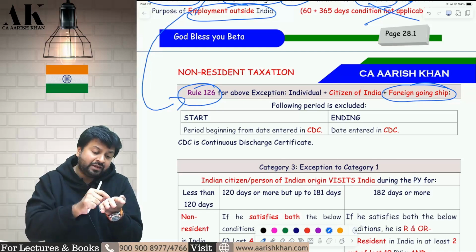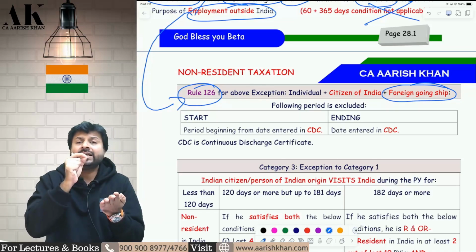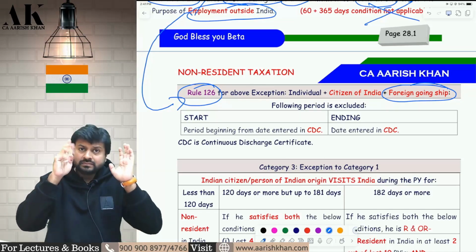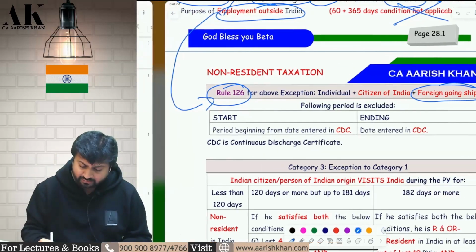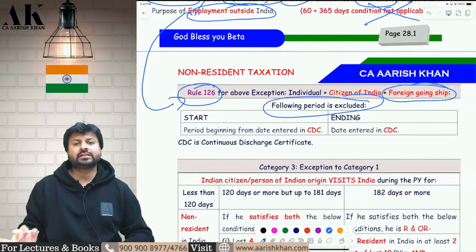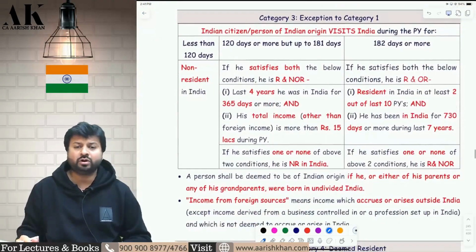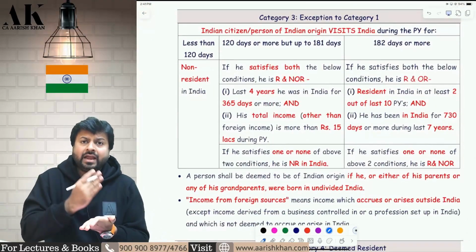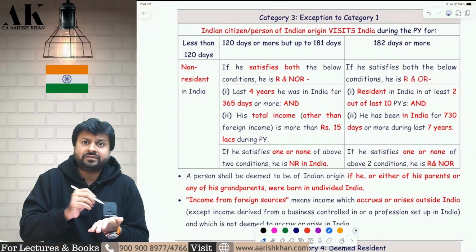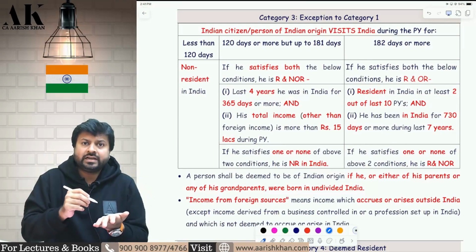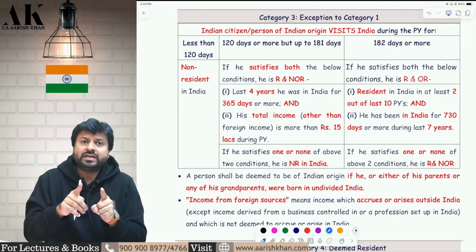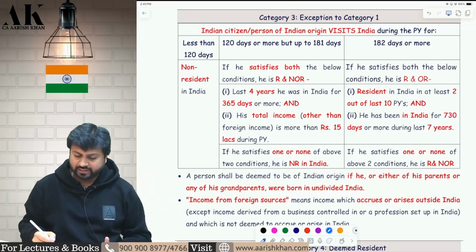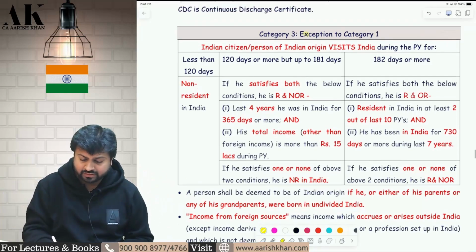So the period beginning from the date on which it is signed in till the date on which it is signed off, that much period will be excluded for the purpose of determining what? The residential status in India. I hope it is clear to all of you. So the period between the date on which the continuous discharge certificate is signed in till the date on which it is signed off, that much period will be excluded as if you are not part of India. Okay. Now the third category, one of the most important categories.